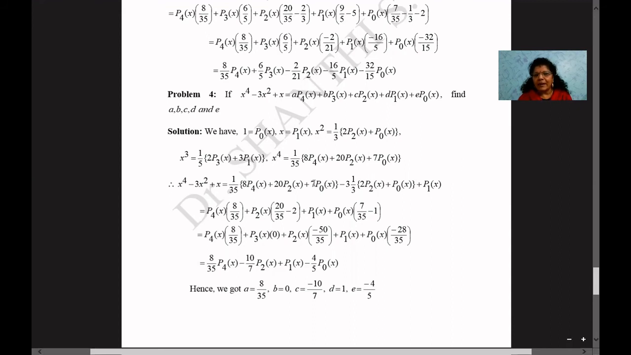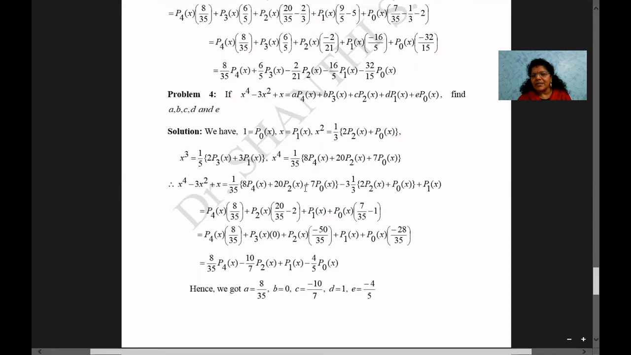Out of this complete line, only one time P4 is there, whose coefficient is 8 by 35, which I'm writing. P3 is not there, so I'm not collecting. P2 here and here, two terms are there. The P2 coefficient is 20 by 35, which I am writing. Here the P2 coefficient is 3, and 1 by 3 will be cancelled, whose coefficient is minus 2, which I am writing. P1, the last term is P1, whose coefficient is 1. P0 is here and here, two terms, whose coefficient is 7 by 35.